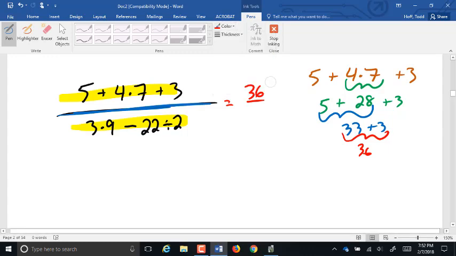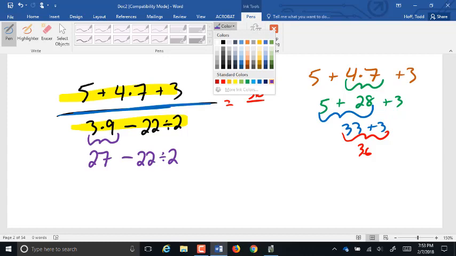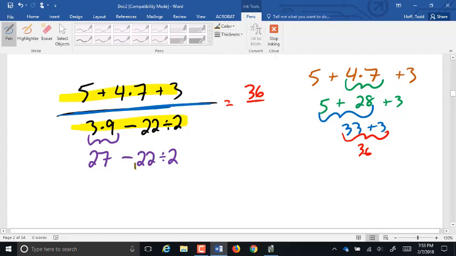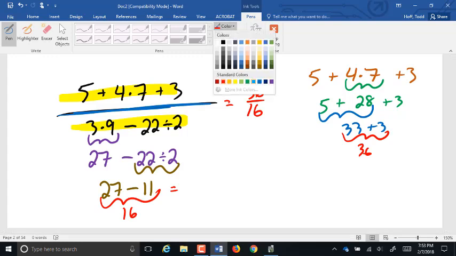On the bottom, what do we do first? Any other enclosing symbols? There we go. There are no enclosing symbols, no powers or roots. We've got multiplication and division, so we go left to right. 3 times 9 is 27. Everything else stays the same for now. We have then the 22 divided by 2, which is 11. And then 27 minus 11 is 16. So the bottom is 16.